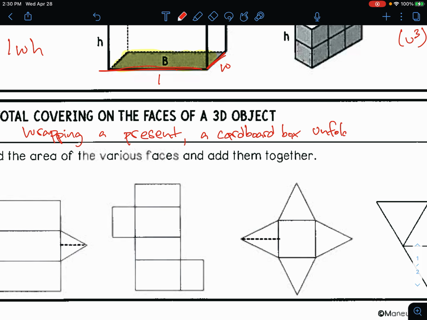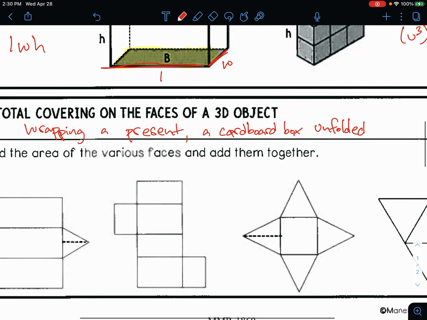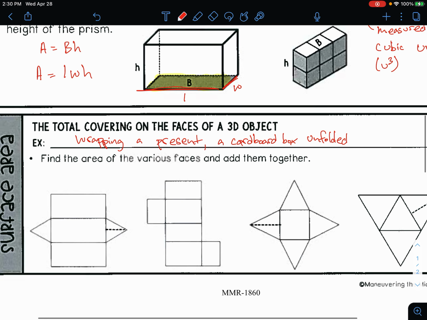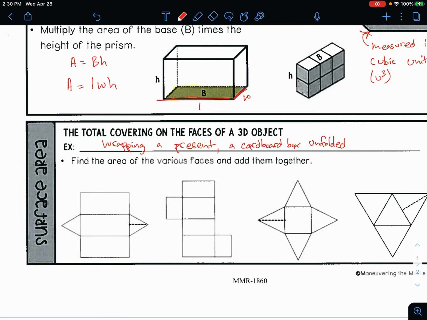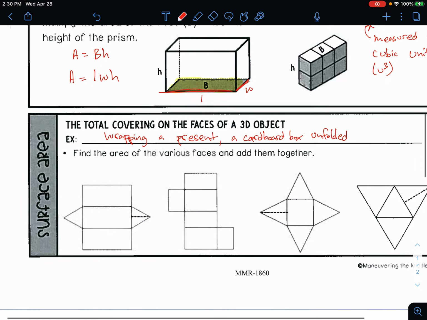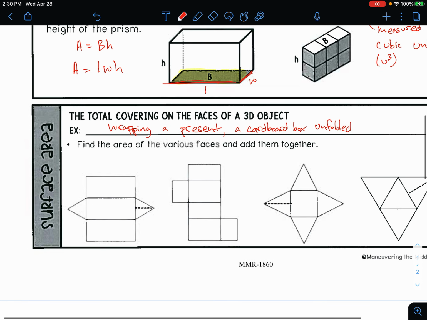Or you can paint the sides of a 3D figure, and that's also an example of surface area. So if you want to find the surface area, you want to find the area of the various faces.